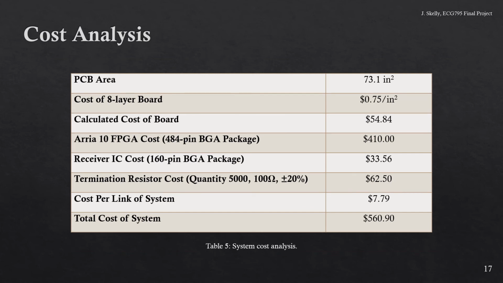Table 5 shows a complete cost analysis of the system. The PCB costs $54.84. The Arria 10 FPGA costs $410 even. The receiver IC is estimated to cost $33.56 after a microcontroller with a 160-pin BGA package on DigiKey, and the terminating resistors cost $62.50 for a full reel and can only be purchased with a minimum quantity of 5,000 from DigiKey. The total cost of the system is $560.90, and the cost per link is the total divided by 72, or $7.79 per link.